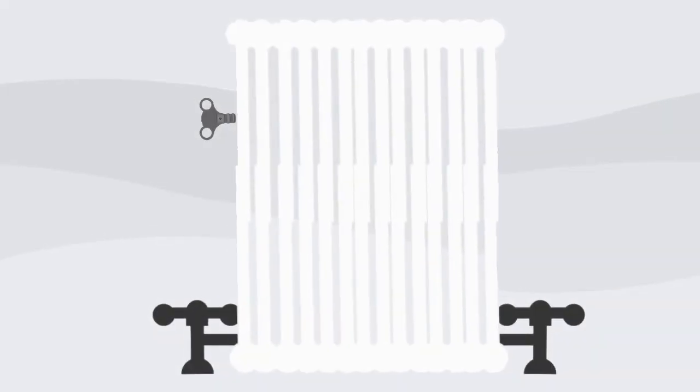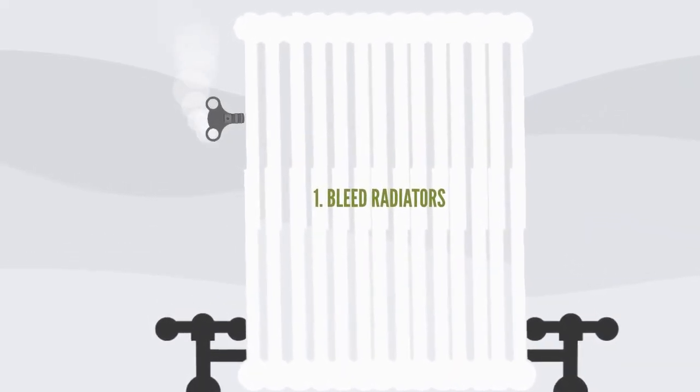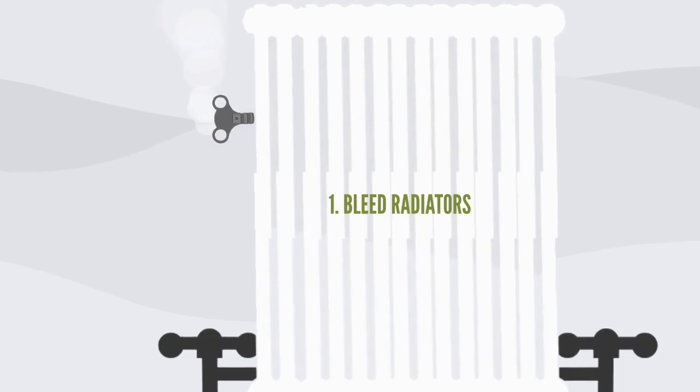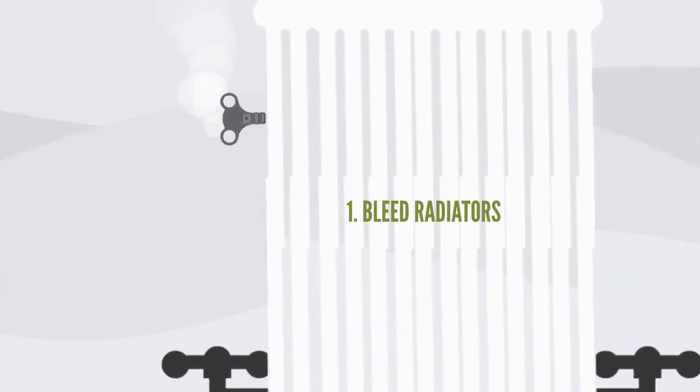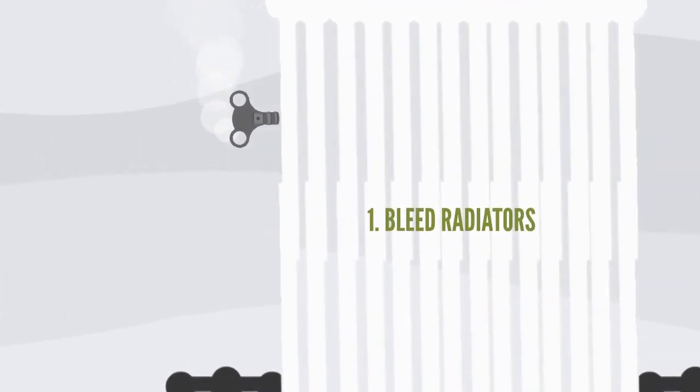Number 1. Bleed your radiators. Trapped air reduces the efficiency of your heating system because the air pockets prevent the warm water from filling the top part of your radiator. Letting the air escape means you'll need less energy for the desired heat output.